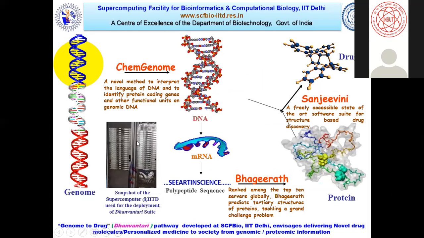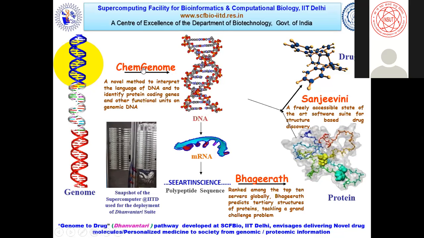Well, this is a pathway I'm calling Dhanvantari, developed at SCFBio. SCFBio stands for Supercomputing Facility for Bioinformatics at IIT Delhi, right? So this is our lab. What do we do? We read the genome, and from the genome, we identify the genes. This could be DNA or RNA based, so that's not an issue, right? Genome. And then we identify genes which are coding for proteins.